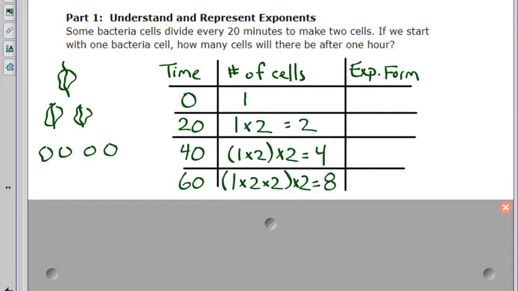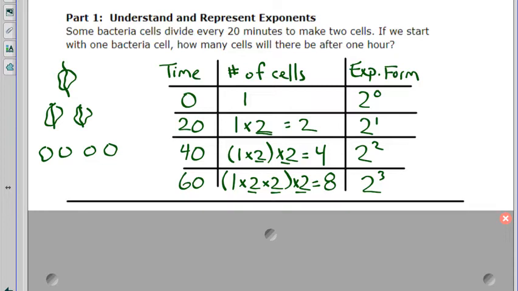The reason I wrote it out like that is because if you look, at 60 minutes, I have 2 to the 1, 2, 3. There's 3 of them, 2 to the third power. For the one above it, that's 2 to the second power. And this one, there's only 1 of them, 2 to the first power. And here, there's none at all. We call that 2 to the 0 power. We're going to talk about that a little bit more later on, but trust me on that. And just to reiterate, the answer is 8 cells.